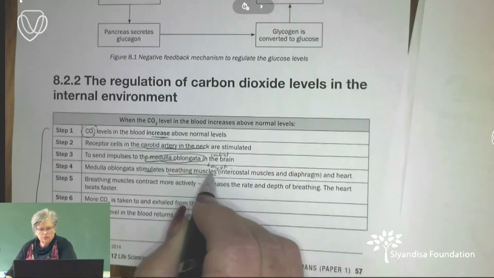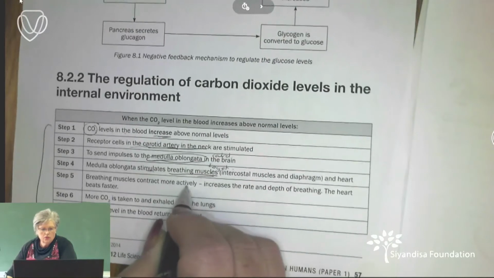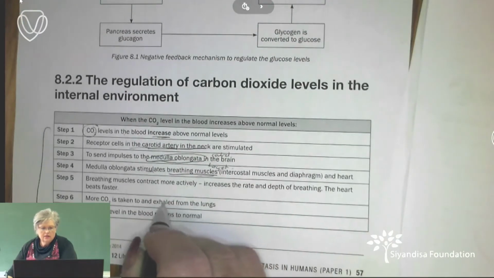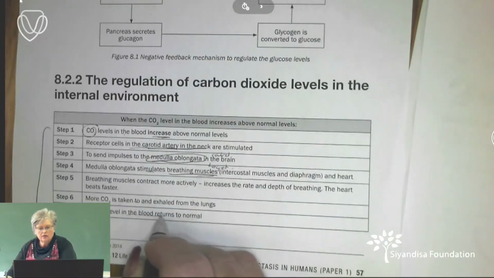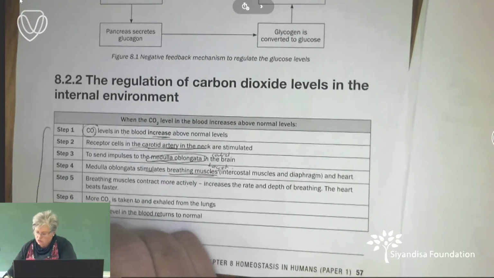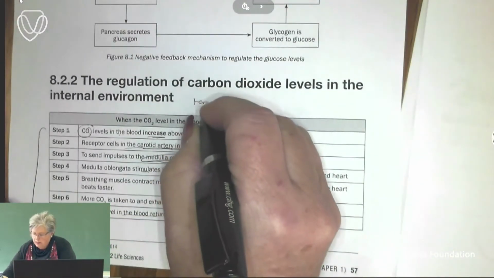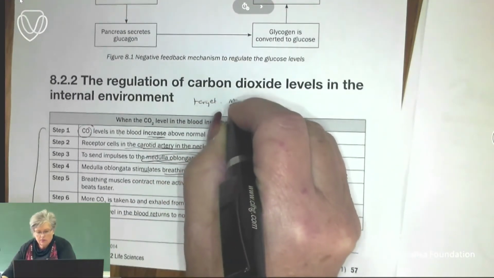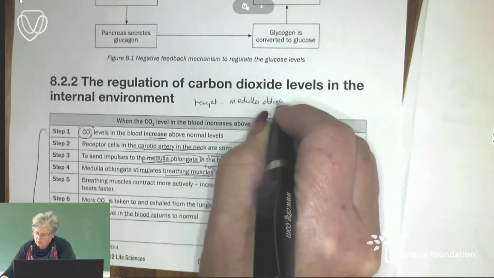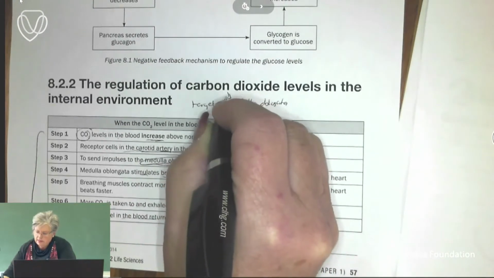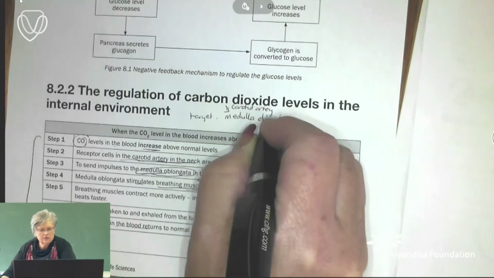What does it do? It lets you breathe deeper in and deeper out so that you get more oxygen and more carbon dioxide is removed, and the CO2 level in the blood returns to normal. Okay, but how is the medulla oblongata stimulated? It's stimulated by the carotid artery in here.